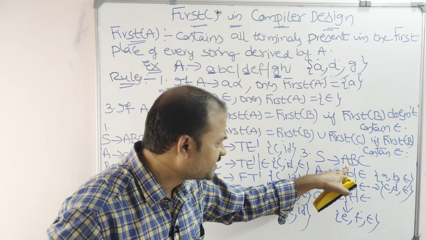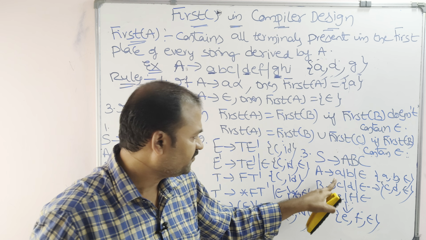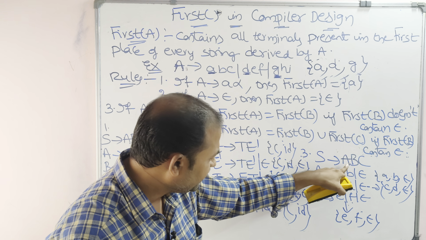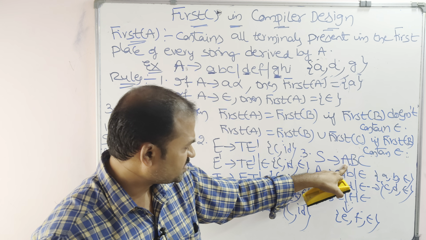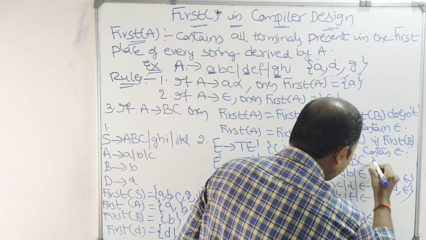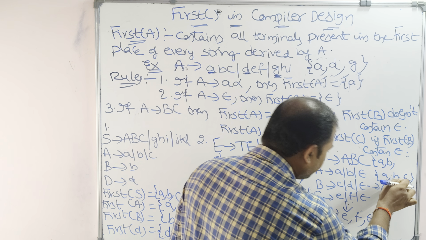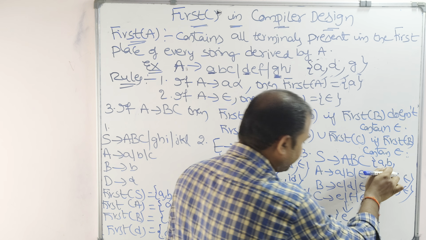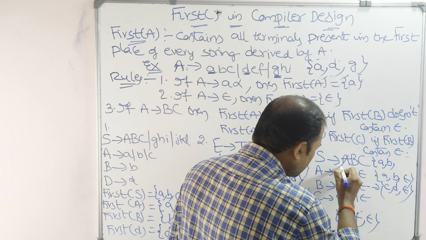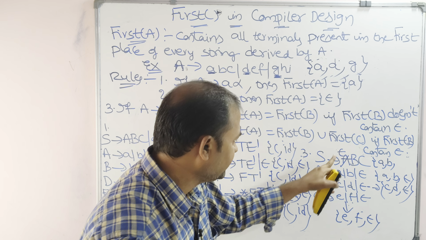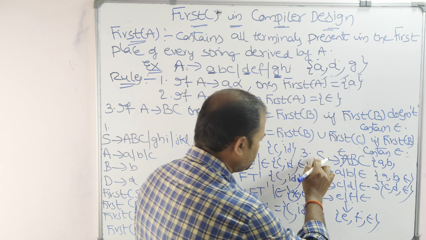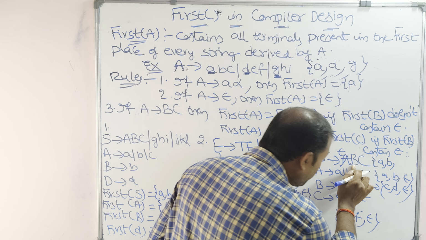Next, FIRST of S: here we have a non-terminal. If the starting one is a terminal, then directly we can write that terminal. But here it is starting with a non-terminal. So FIRST of S equals FIRST of A. What is FIRST of A? a, b, epsilon. But we can't write epsilon here. In place of A, we substitute epsilon. Then the result will become epsilon into BC, which is nothing but BC only.